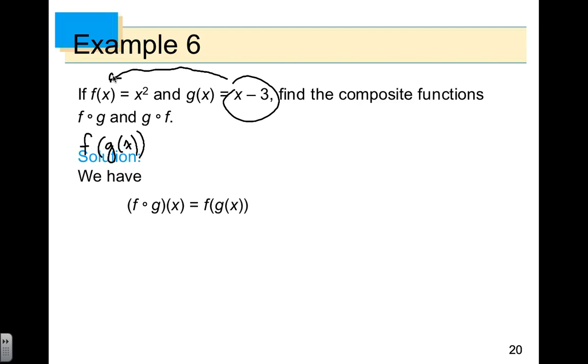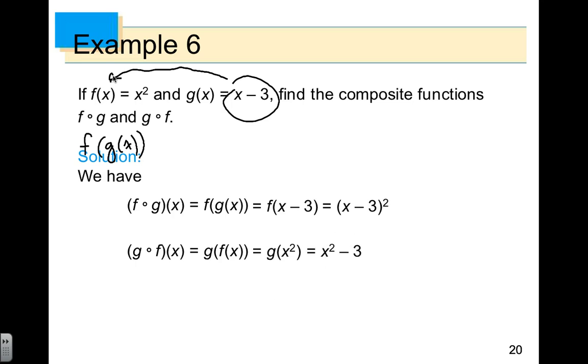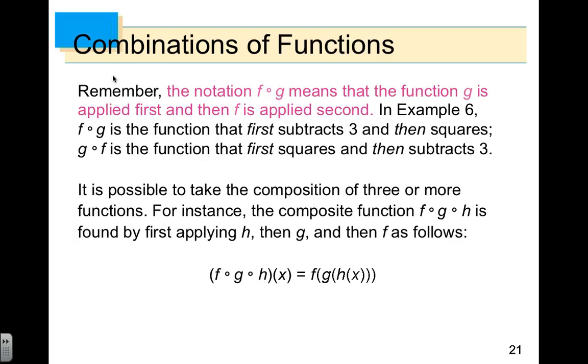So we have f circle g of x, which is f of g of x, which is f of x minus 3, which is x minus 3 squared, and we multiply it out. That would be x squared minus 6x plus 9. g of f of x will give me g of x squared, which will be x squared minus 3. So you should notice that order does matter, and they will yield two different functions. Remember, the notation f circle g means that the function g is applied first, and then f is applied second. In example 6, f circle g is the function that first subtracts 3 and then squares. g circle f is the function that first squares and then subtracts 3.